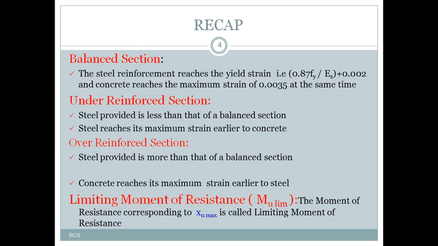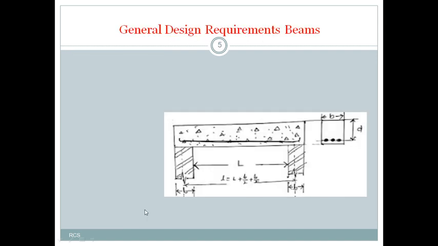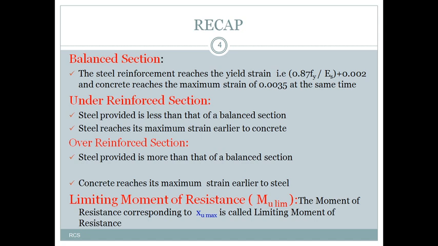And we have discussed one more thing, that is the limiting moment of resistance. So as we have the limiting depth of neutral axis, if we calculate the moment of resistance with respect to that particular axis, then we can call it a limiting moment of resistance. Here the given definition is: the moment of resistance corresponding to Xu max is called the limiting moment of resistance. This is all we have discussed in the last class.